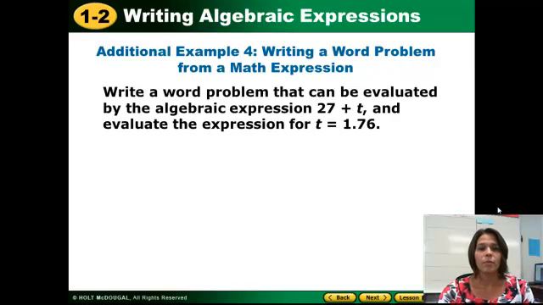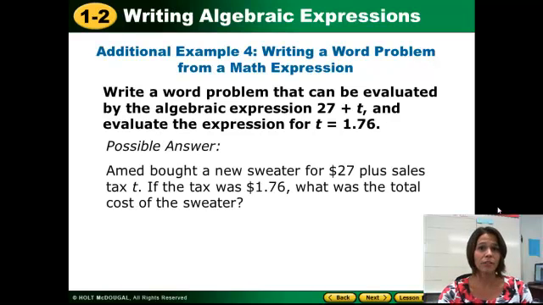My next example, write a word problem that can be evaluated by the algebraic expression 27 plus t, and evaluate the expression for t equals 1.76. So now they're asking me to use substitution. First, I have to find a problem that would work with addition, 27 plus t. Here's a possible answer. Ahmed bought a new sweater for $27 plus sales tax of t. If the tax was $1.76, what was the total cost of the sweater? It's a simple addition problem.